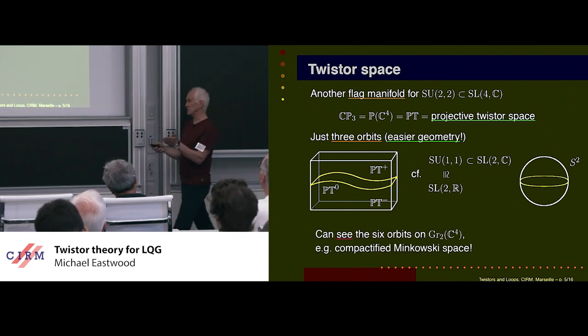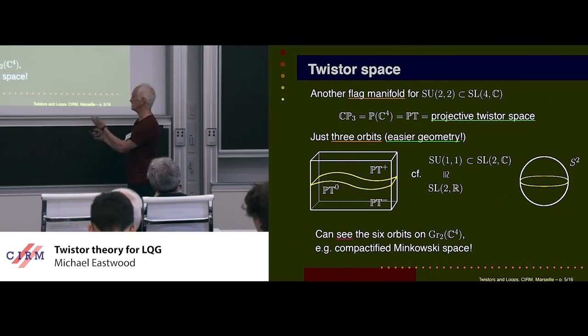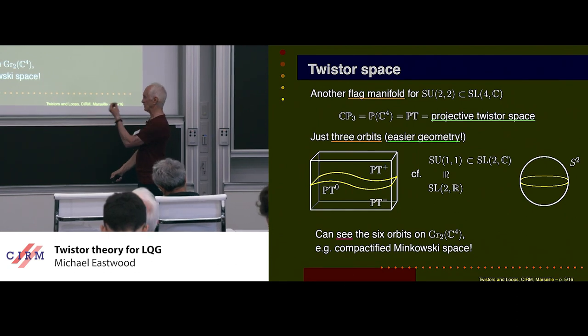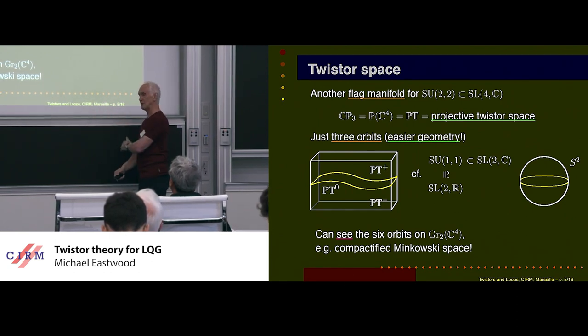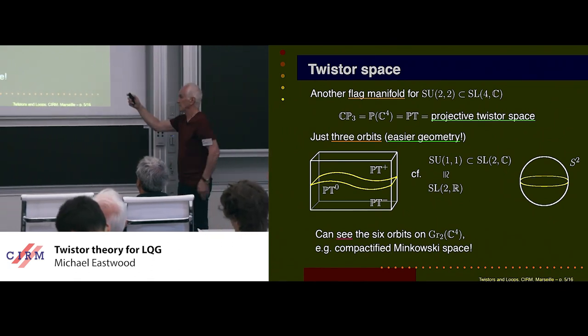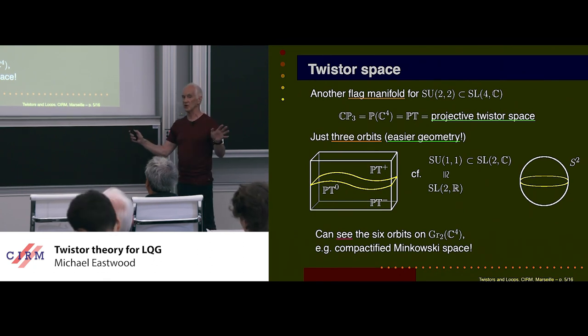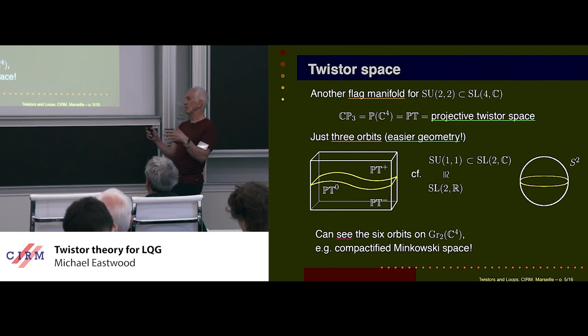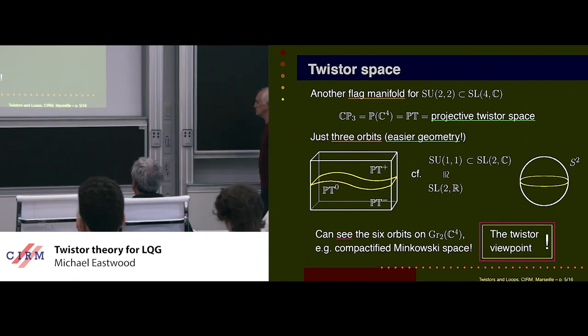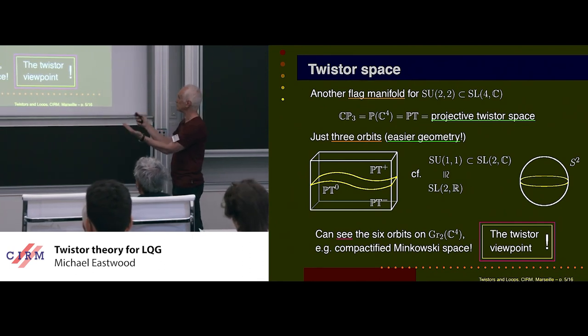Right, and so now you can see the six orbits. So how can you see them? And this is the Twistor viewpoint, by the way. The Twistor viewpoint is, rather than looking at compactified Minkowski space, it's much better to look in this rather simpler thing, namely complex projective three space, and see what's going on. And some things are just easier that way, and some things are really much easier and quite significant as well. Right, so this is the Twistor viewpoint. So now let's look at how you see these six orbits. That's on the next slide.